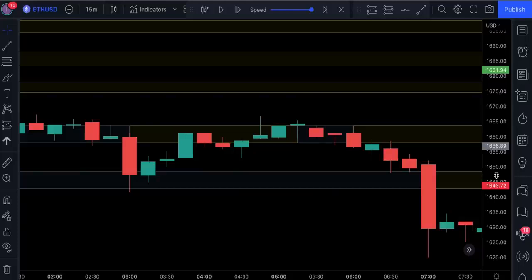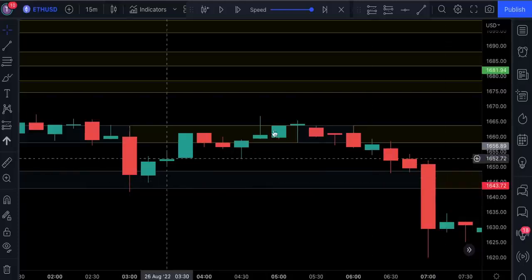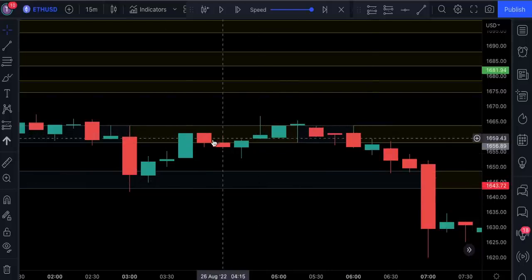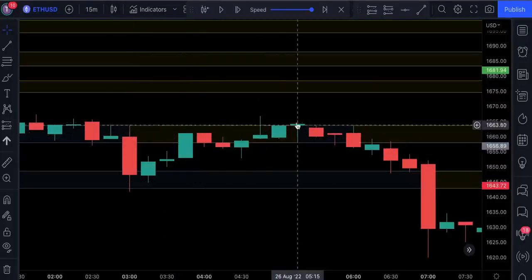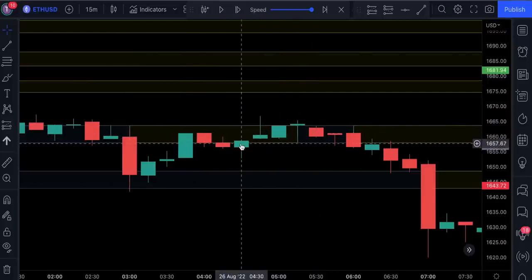But if we take a look at some of these signals, we can see that some of them are quite bad. For example, a signal to go short right here could have resulted in a loss, the same as this long signal. You see, when the market is ranging, the chances of successful entry are pretty low. That's why we need to add 2 more filters to our chart that would help us to find better entries.